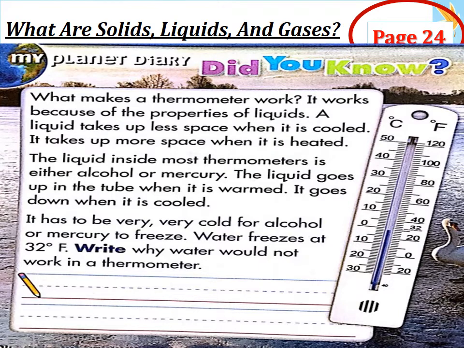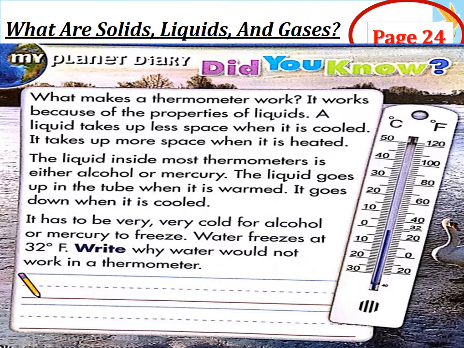Alright, students, are you ready? Great. Let us now have your My Planet Diary. Say, My Planet Diary. Okay, we have here a science tool. On your right, a picture of a great thermometer. Say, thermometer. Now, the question is, what makes this thermometer work?